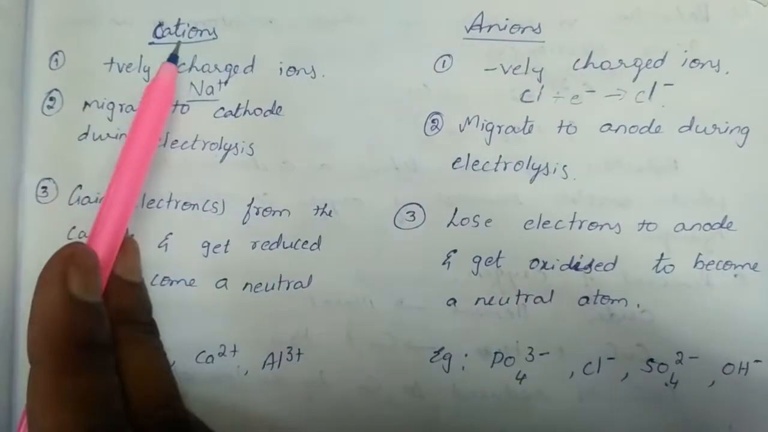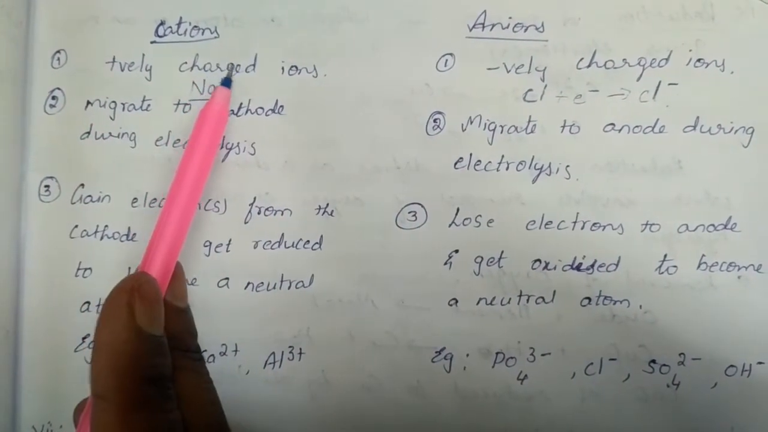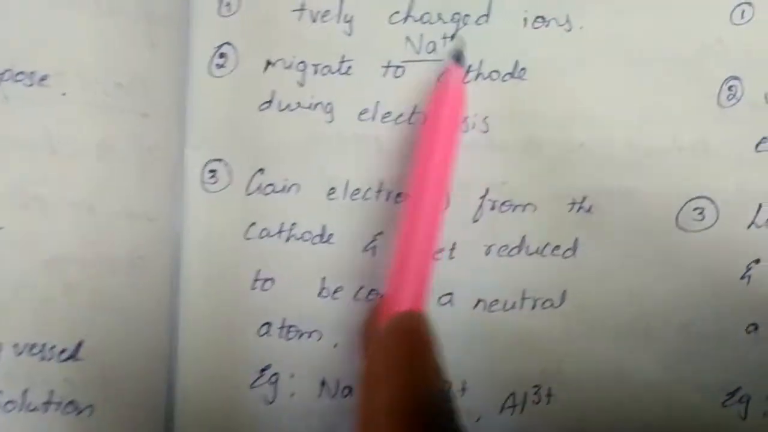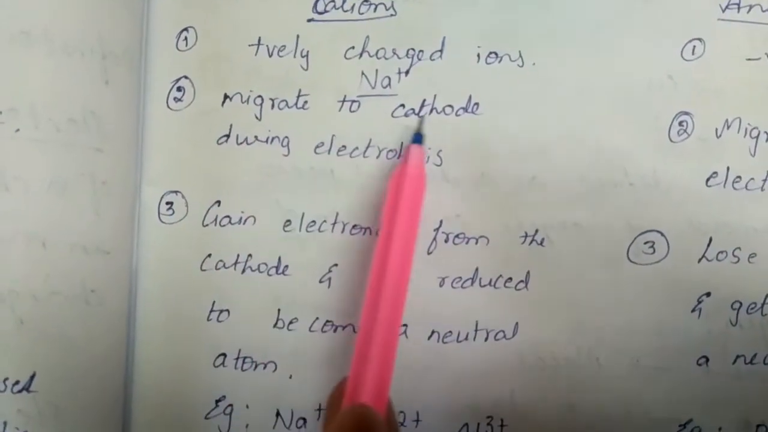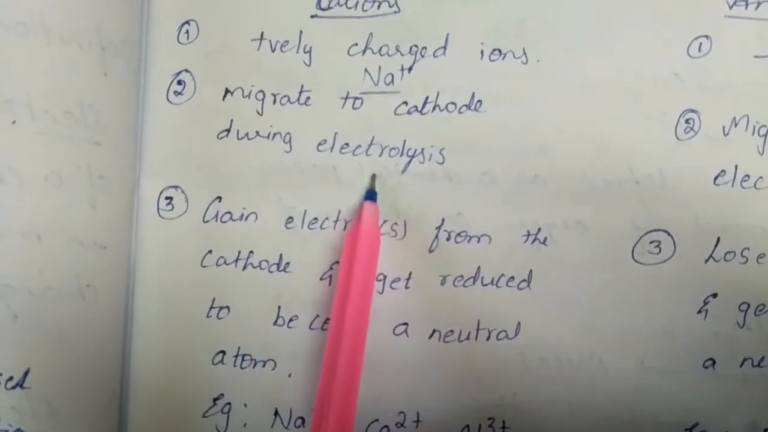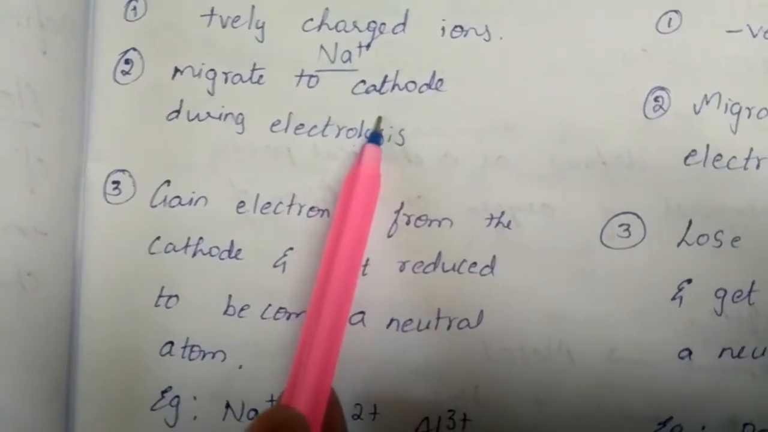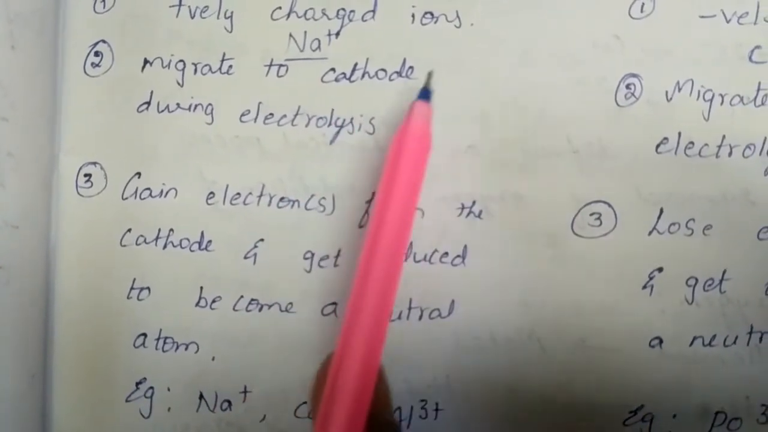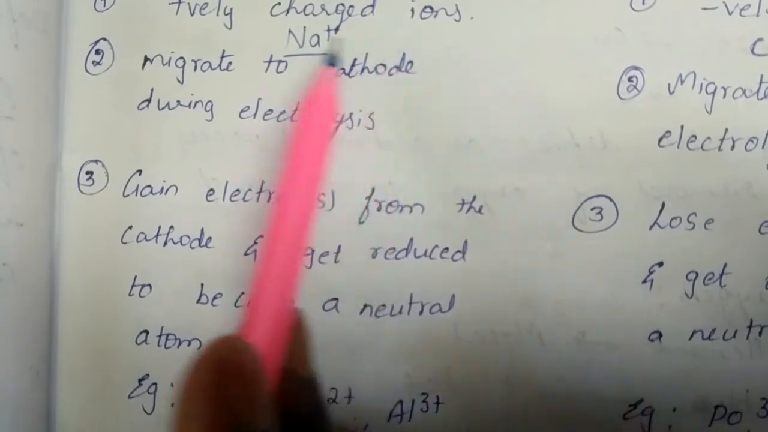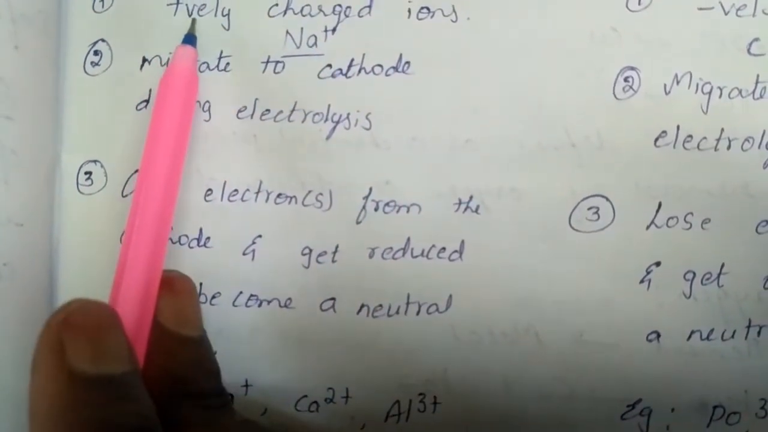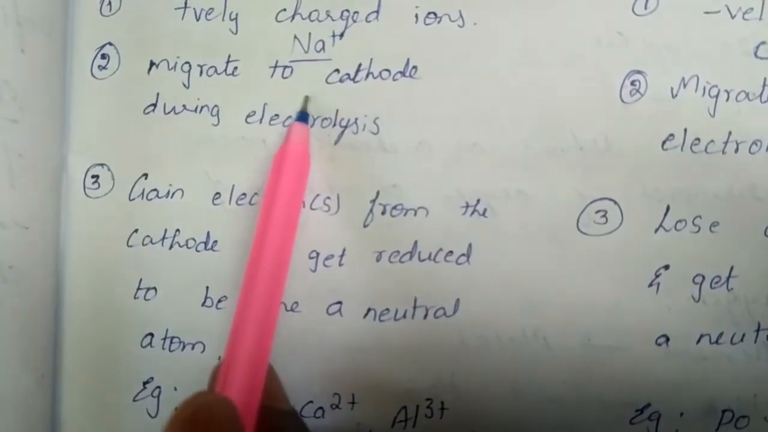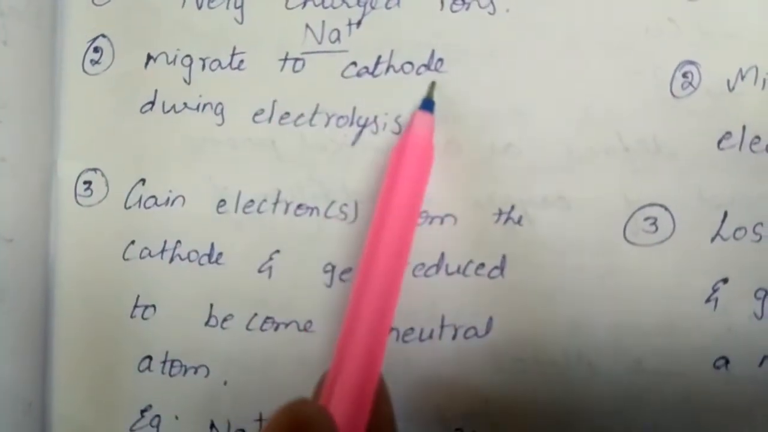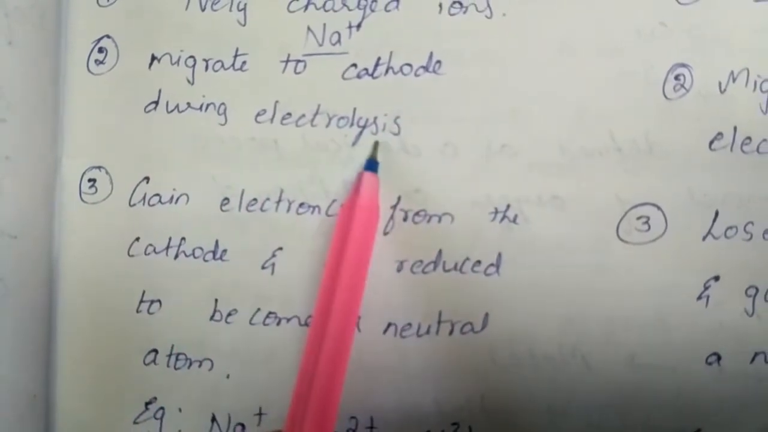And if we go for the cations, first we will discuss completely about the cations only. Positively charged ions are called cations, and these cations will migrate to the cathode during electrolysis. As we have discussed, the cathode is connected to the negative terminal of the battery, and these are positive charges, and positive is attracted towards negative. That's why these cations will be migrating towards the cathode during electrolysis.